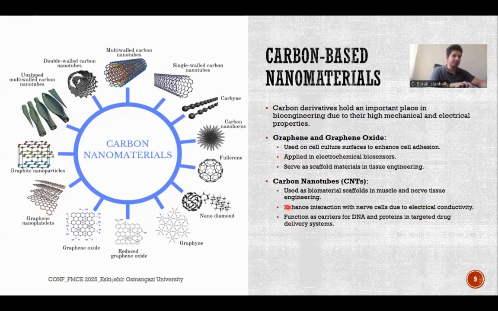Carbon nanotube structures are used as biomaterial scaffolds, particularly in muscle and nerve tissue engineering. Their electrical conductivity promotes better communication with nerve cells. They also function as carriers for DNA and proteins, enabling targeted drug delivery.